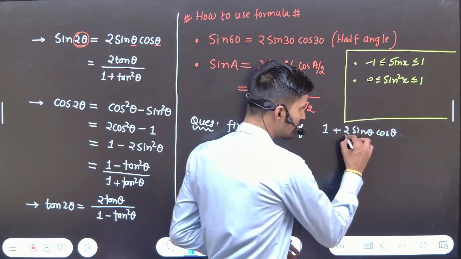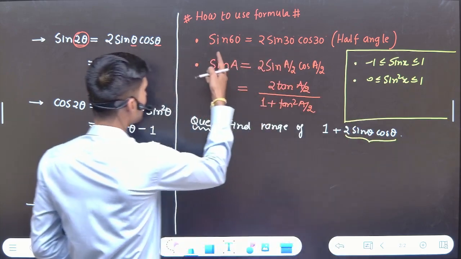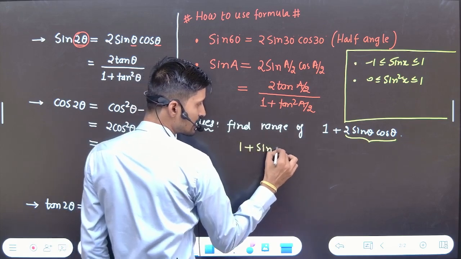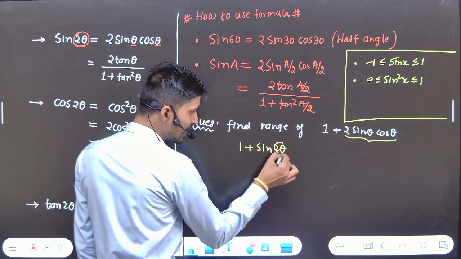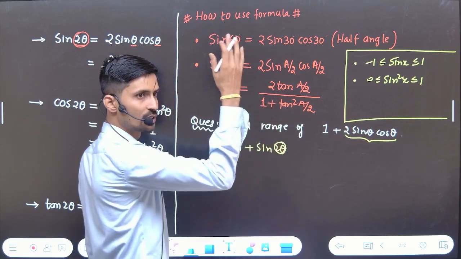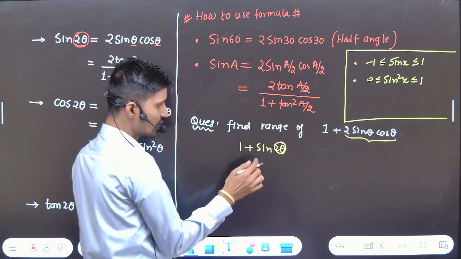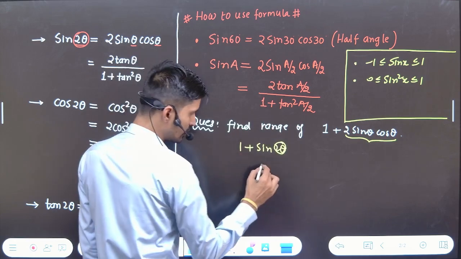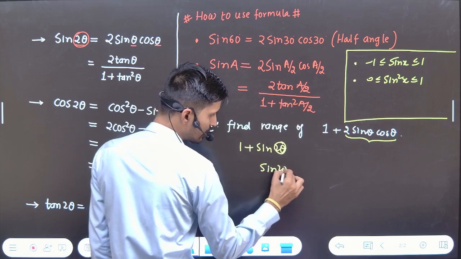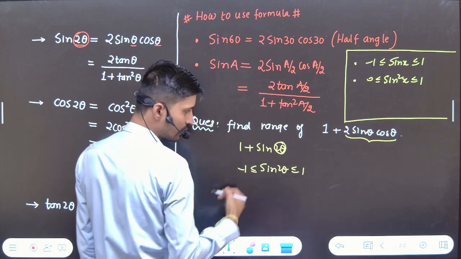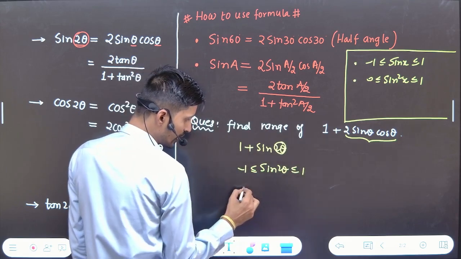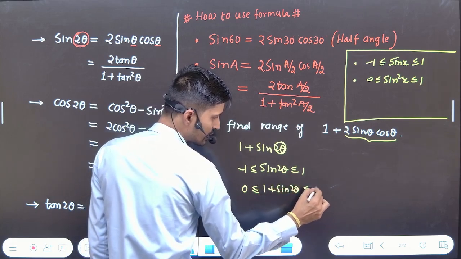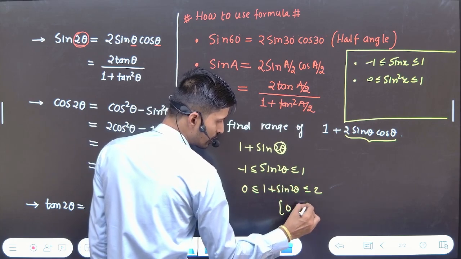So if we change this with the help of this formula, what will that become? 1 plus sine 2 theta. And 2 theta is an angle, simple angle. Don't say 2 theta is something special. Simple, that is an angle. So what will be the range of sine of angle? Minus 1 to 1. So sine 2 theta will lie between them. Now I will add 1. So that will become 0 less than or equal to 1 plus sine 2 theta less than or equal to 2. So range will become 0 to 2.